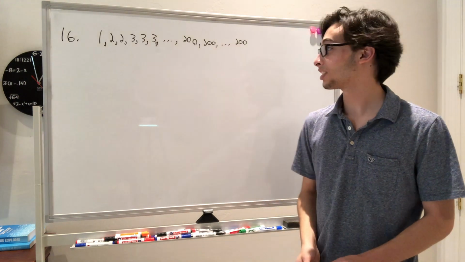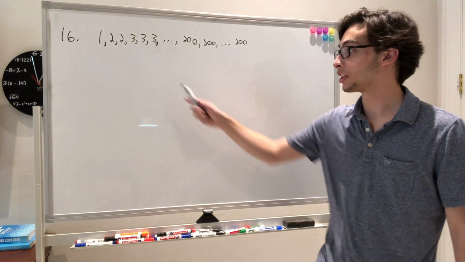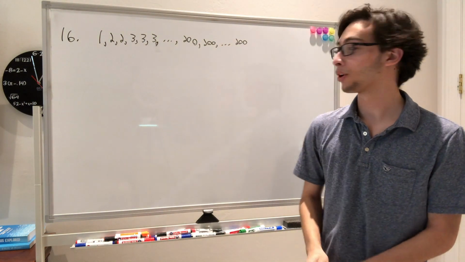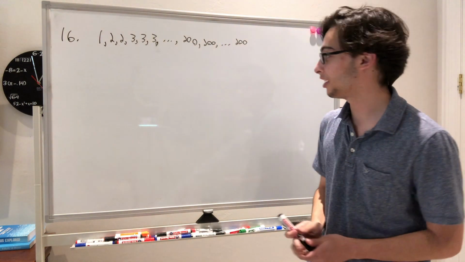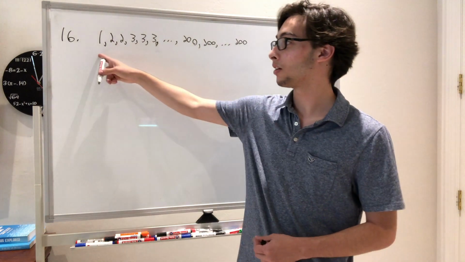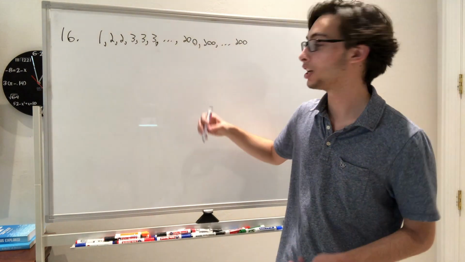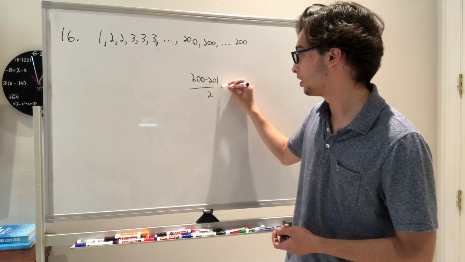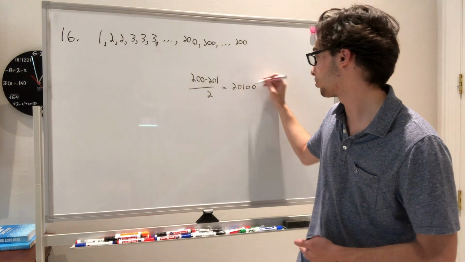Question 16 asks us to find the median of the sequence, where there's 1, 1, 2 2s, 3 3s, and all the way up to 200 200s. So in order to find the median of the sequence, first we want to know how many terms there are. There's 1 of these, 2 of these, 3 of these, up to 200, so we can use 200 times 201 over 2, there's 20,100 terms.